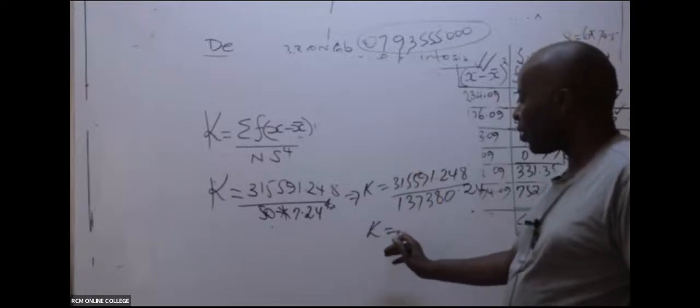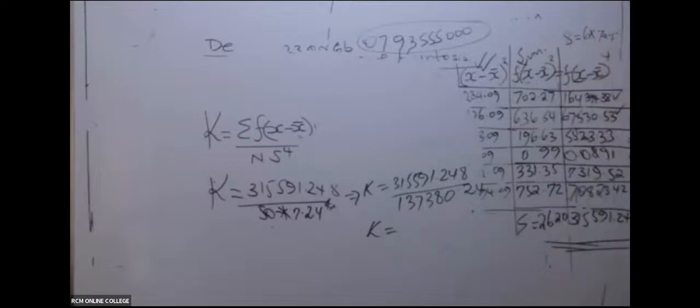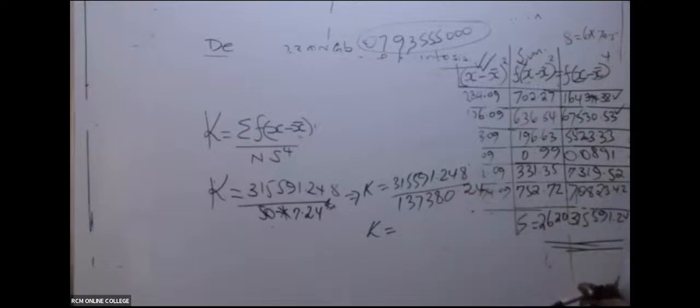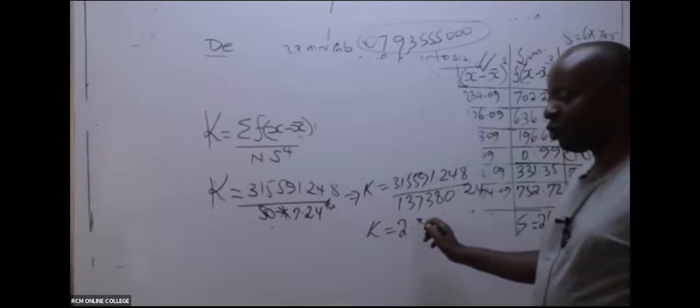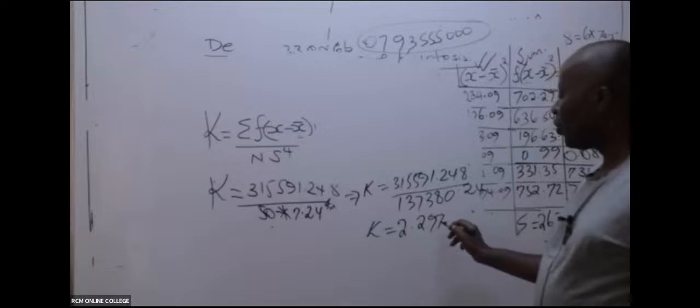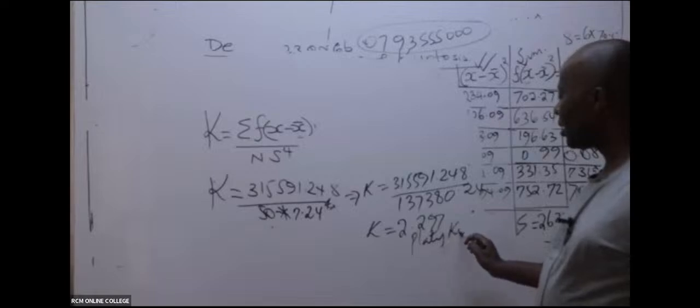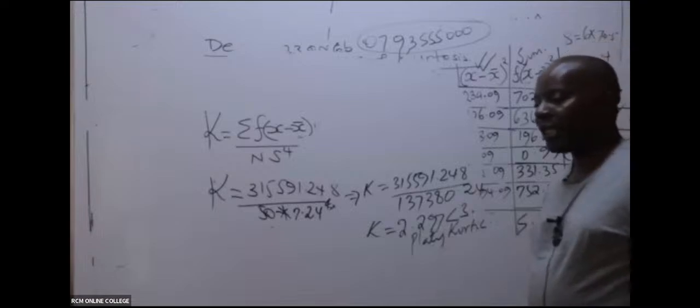What answer are we getting for our K? You take this divided by this. So K, according to Rigathi, is supposed to be 2.297, which means what here? Platykurtic. Why? Because this is less than 3.